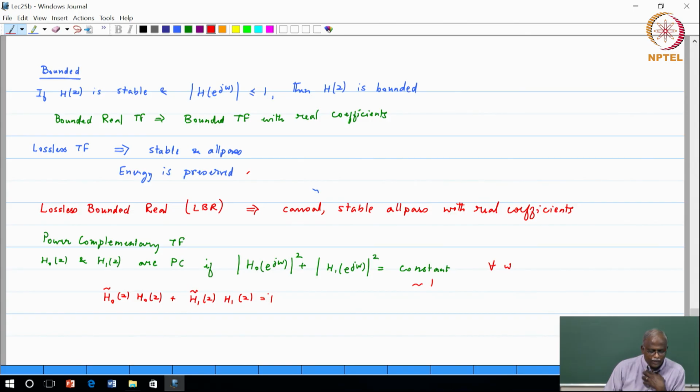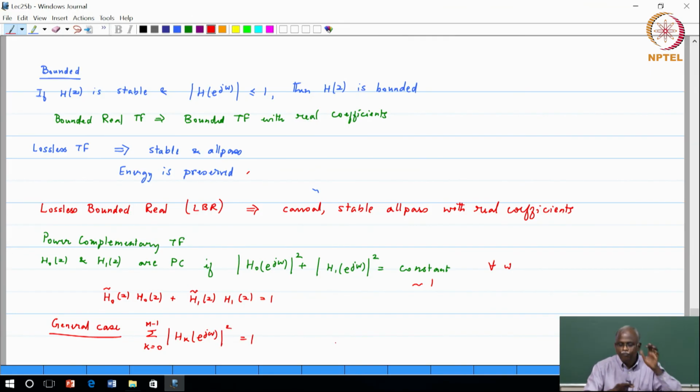Now, of course, you can generalize the power complementary to more than two transfer functions. In the general case of power complementary transfer functions, we get the following: summation k equal to 0 to M minus 1 of |Hk(e^{jω})|² equal to 1. So basically there can be M transfer functions which are power complementary. You just have to make sure that their magnitude squares when added up over all the functions is a constant.